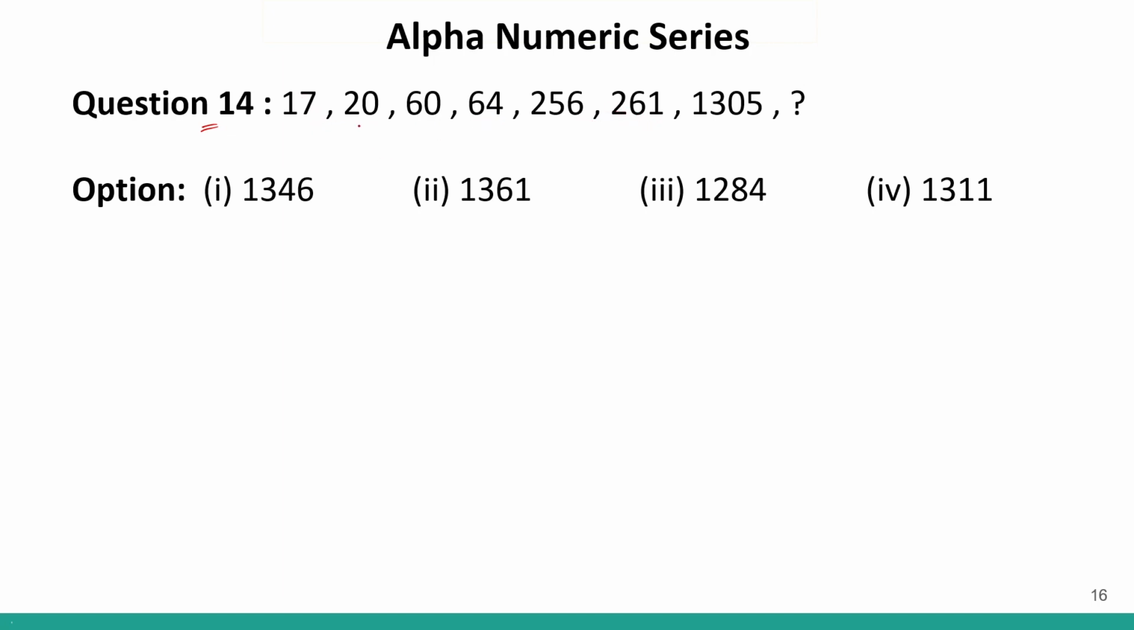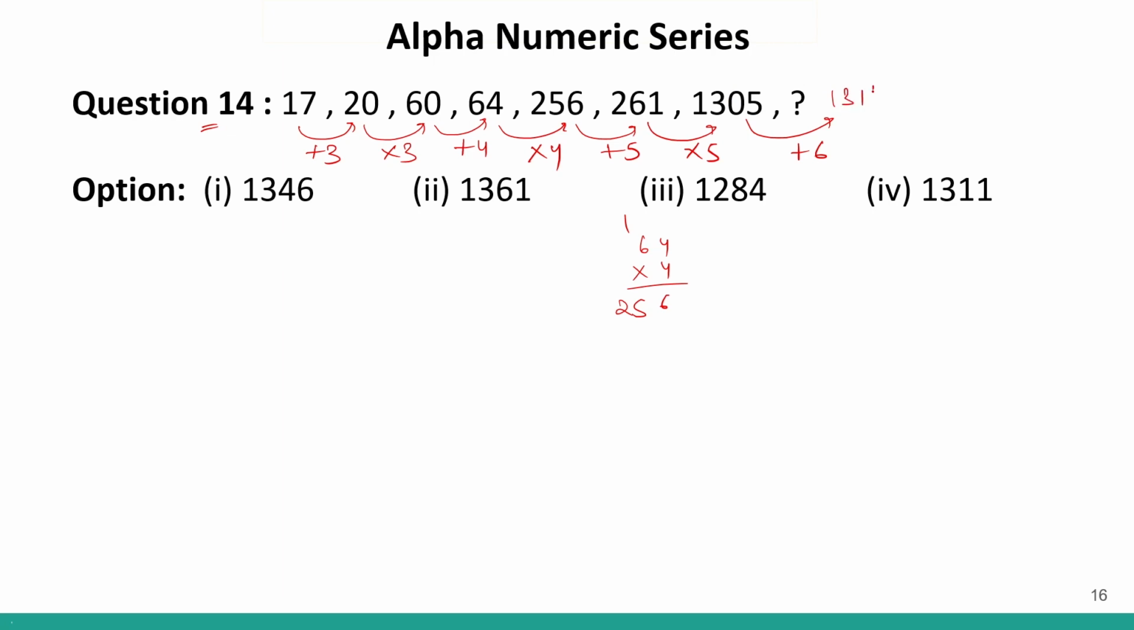Correct? From 17 to 20, I can see this is plus 3. From 20 to 60, this is multiplication by 3. This is plus 4. This is 64 times 4, 4 4s are 16, 24, 25, so this is multiplication by 4. This is addition of 5. This is multiplication by 5. The next operation will be addition of 6. So if I add 6 to 1305, I will get 1311. This will be my answer. Option number 4 will be my answer to this question.